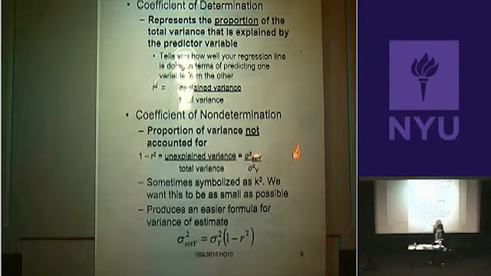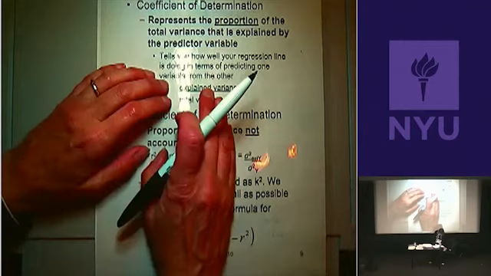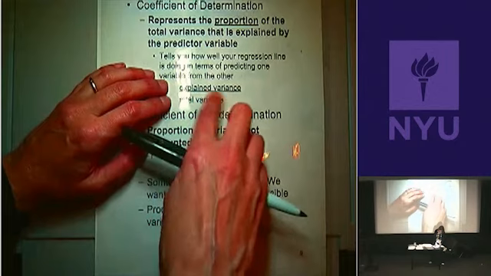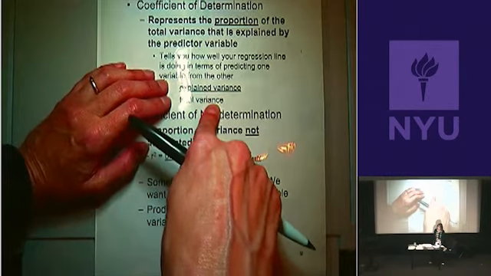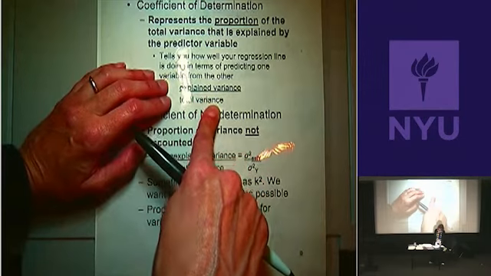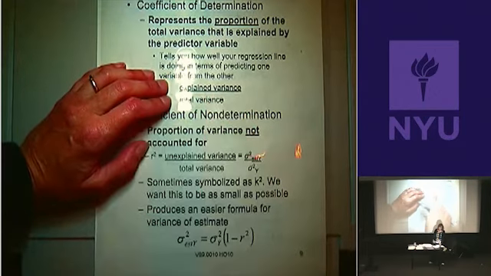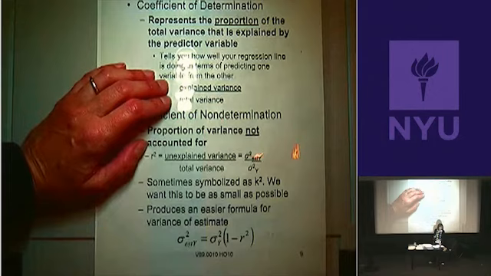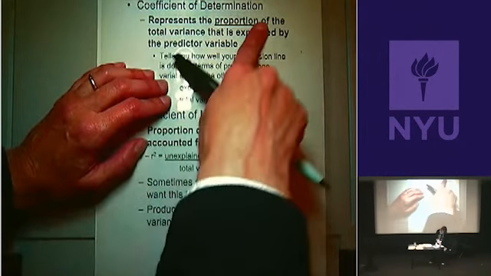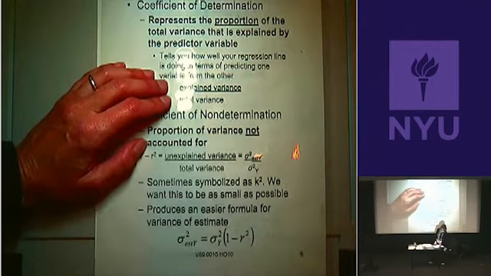But essentially, let's look at this for a minute. The coefficient of determination is, this is the formula, my explained variance out of my total variance. It's a proportion of my total variance. We're just taking the explained and turning it into a proportion of the total. So it represents the proportion of the total variance that is explained by the predictor variable.